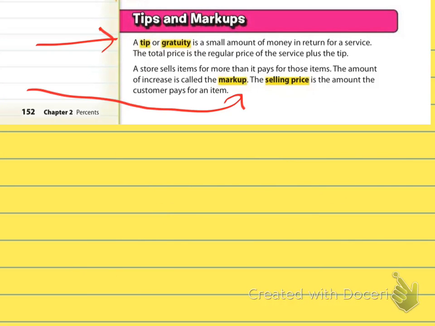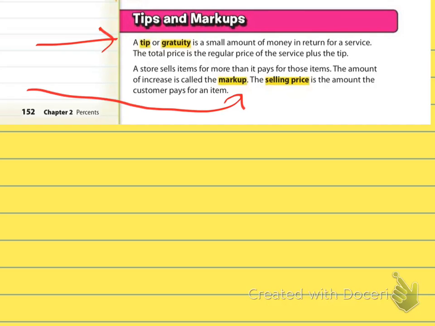Okay, now we're talking about tips and markups. Tips are easy. We've talked about tips for a restaurant, but tips can be for any type of service. It can be for a manicure, pedicure, spa treatment, any type of service that you feel like you want to tip. And then what you're not as familiar with is the markup.